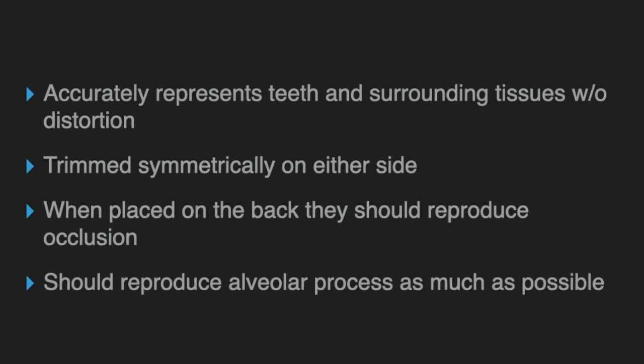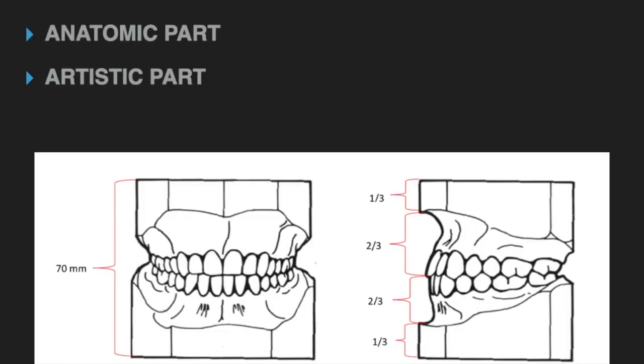A study model accurately represents teeth and surrounding tissues without distortion. They should be trimmed symmetrically on either side so that any asymmetries in the dentition can be easily identified. When placed on the back, they should reproduce the occlusion and they should reproduce the alveolar process as much as possible. The study models are further divided into two parts.